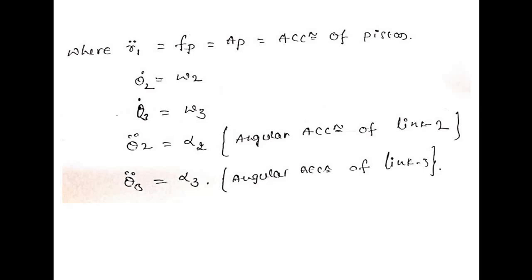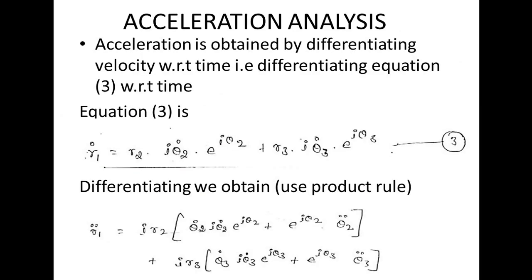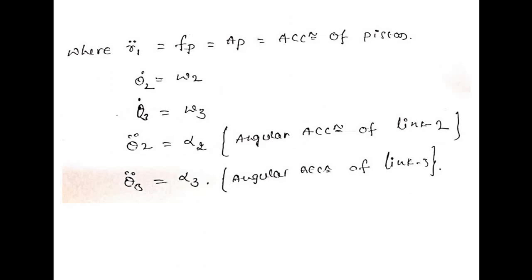So here if you double differentiate, that is theta 2 double dot, double differentiation of the angular position, we get the angular acceleration of link 2, that is the crank, and theta 3 double dot is alpha 3, double differentiation of angular position, so that will give you the angular acceleration of link 3. So we will replace in the previous equation all these values.